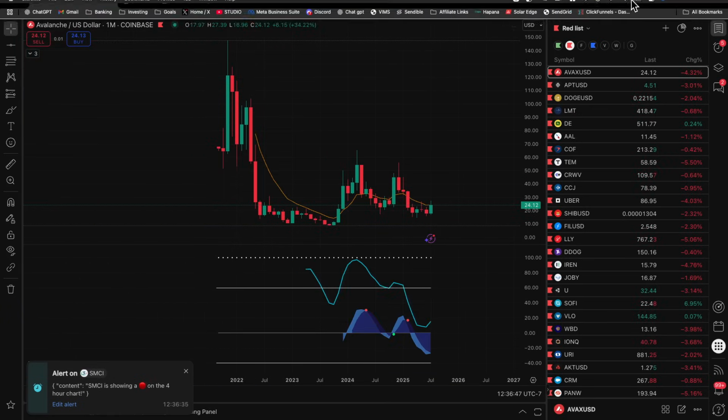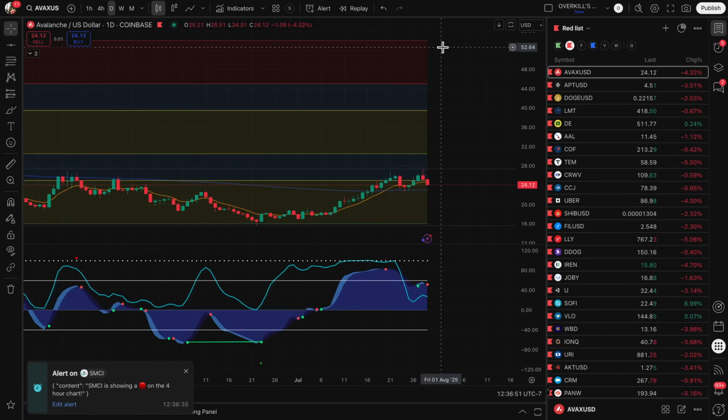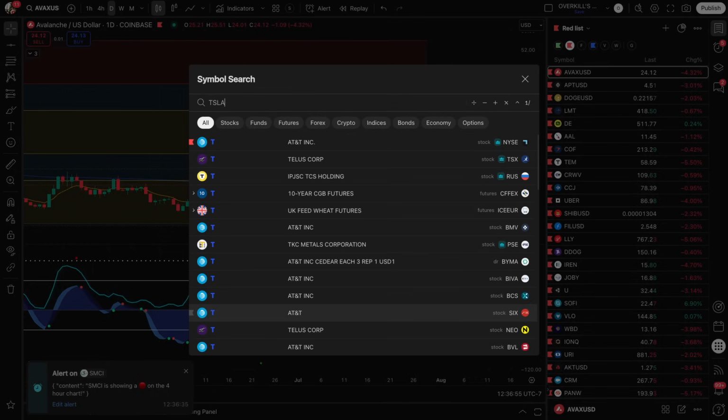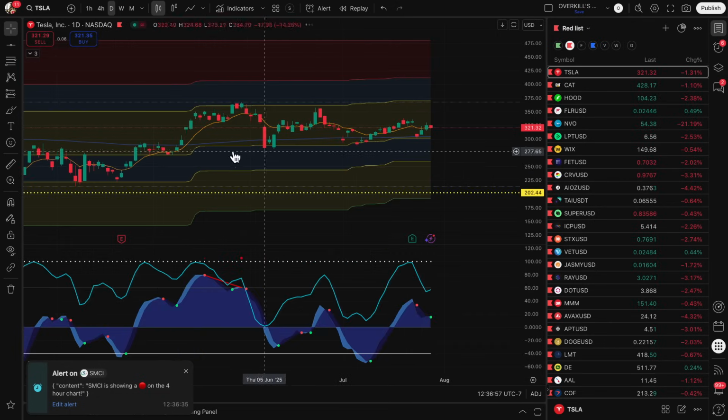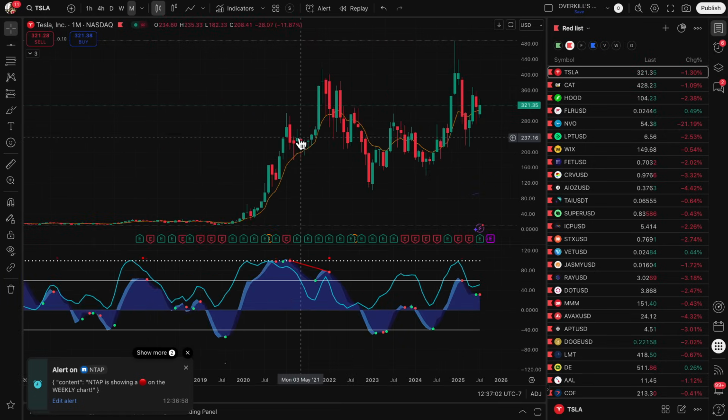AVAX, I think we'll have a monthly dot here in August. I think you'll see AVAX print a green dot there. That has a lot of room to go back up there to 48 to 52. My only thing with AVAX is I don't see a lot of people talking about it. I don't see a lot of people talking about that ecosystem anymore.